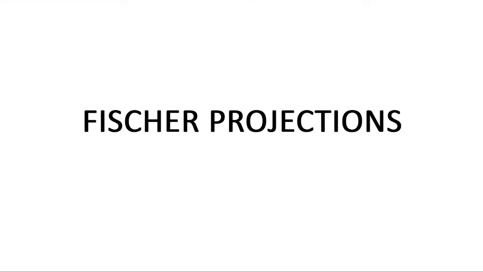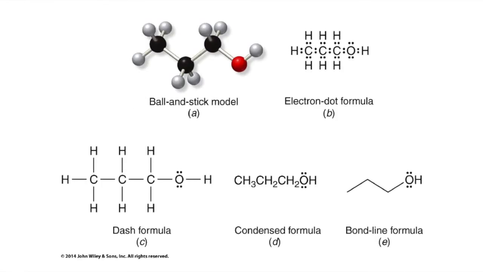So far in the course, we've been exploring different ways of looking at molecules. First, we started with the ball and stick model, the electron dot formula. Those you had seen before in general chemistry. The condensed formula. Then we moved to the bond line formula. That was something new for you.